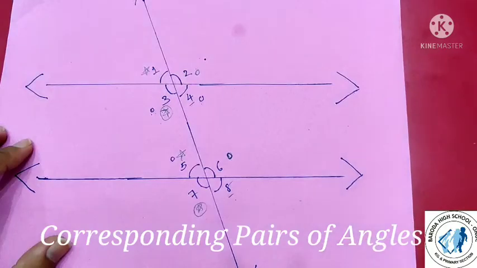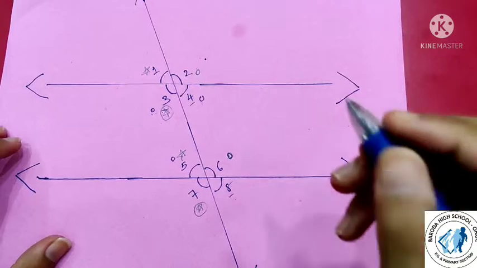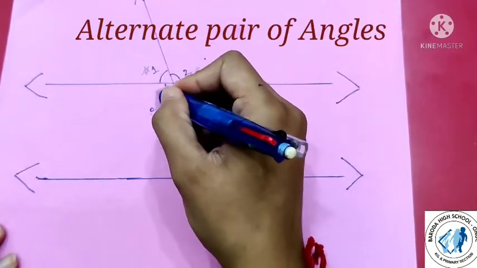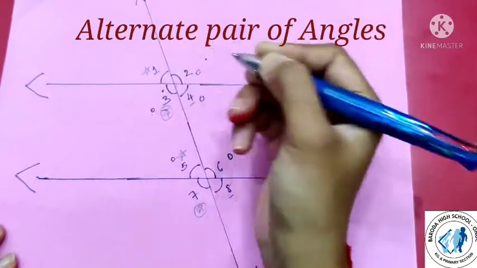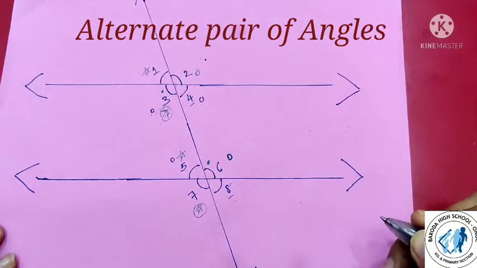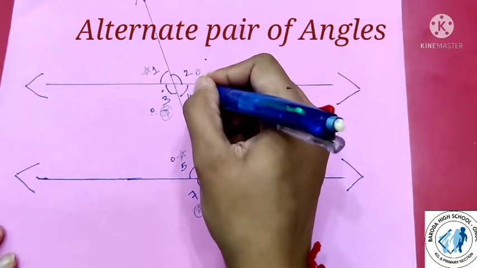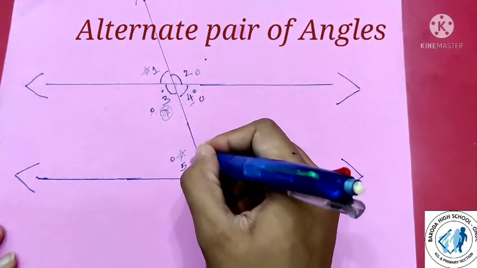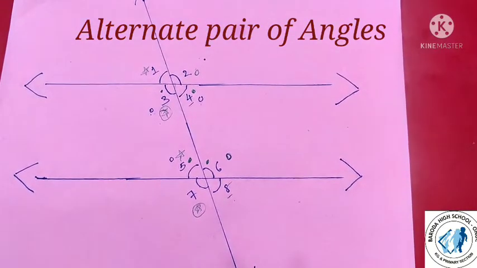Clear? Now there is another pair of angles which is called alternate angles. Fine. So angle 3, let me mark a point like this. Angle 3 and angle 6 are my alternate angles. Fine. And same way on the opposite side, my angle 4, let me put a bigger mark, and angle 5 are alternate angles. Sorry, alternate angles. Clear?